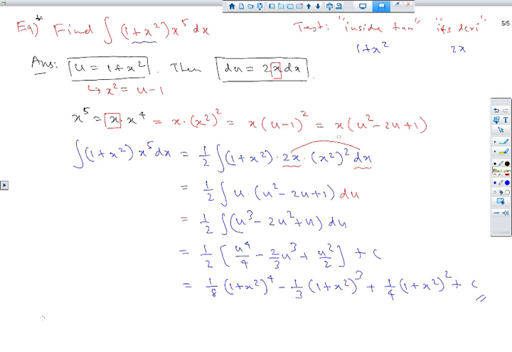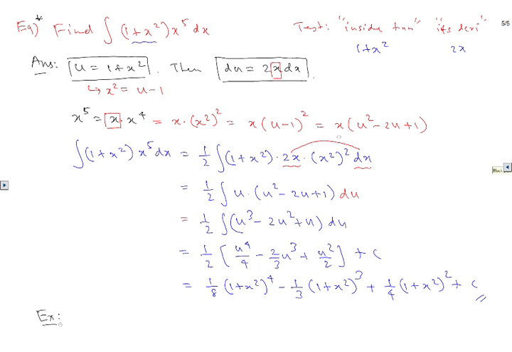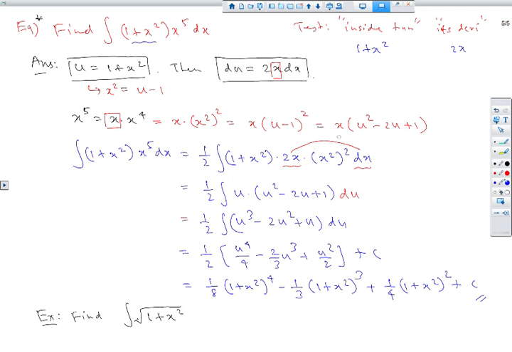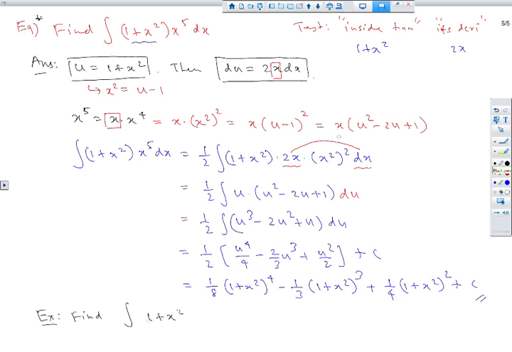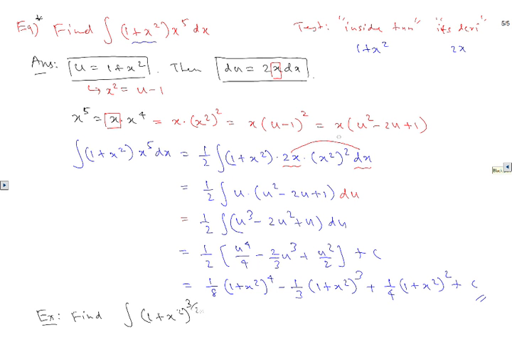So this is an exercise. Find the integral of 1 plus x squared, to the 3/2, and then x to the 5th dx. Okay, so this is also an extra credit problem. This is problem number 2. Exercise, this is the extra credit problem 2.